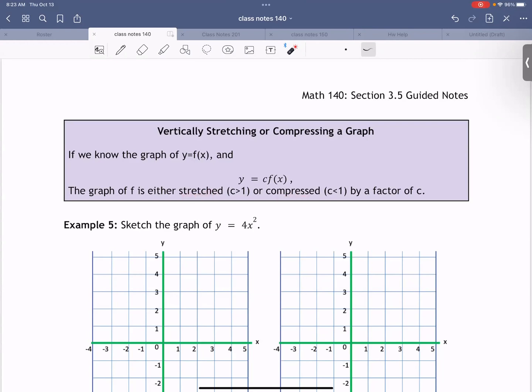Now, you don't actually have to know the difference between stretch and compress. You don't have to memorize that if you don't want to. I just want you to be able to take a graph and be able to stretch the points and compress them in the way that I'm going to show in this example.